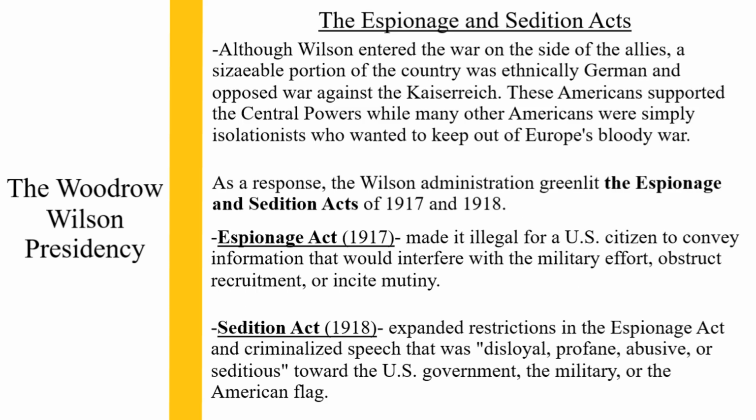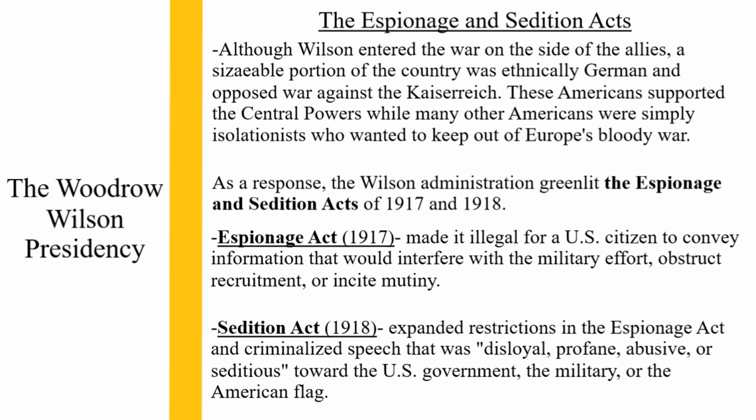The Espionage and Sedition Acts. Although Wilson entered the war on the side of the Allies, or the Entente, a sizable portion of the country was ethnically German and opposed war against the Kaiserreich. These Americans supported the Central Powers, while many other Americans were simply isolationists who wanted to keep out of Europe's bloody war. As a response, the Wilson administration greenlit the Espionage and Sedition Acts of 1917 and 1918.